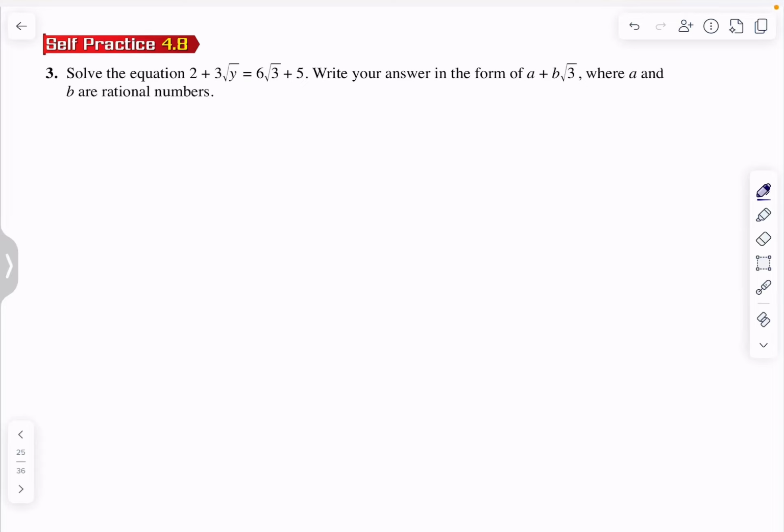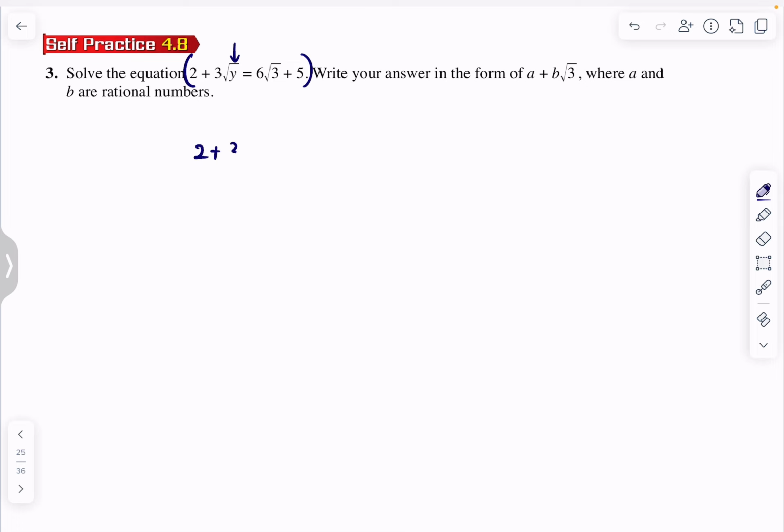Self-practice 4.8, question 3. Solve this equation. Write your answers in the form of this, where a and b are rational numbers. Right. So let's solve this. To solve this, basically we need to find what is y. So if you want to find y, we need to make that the subject.